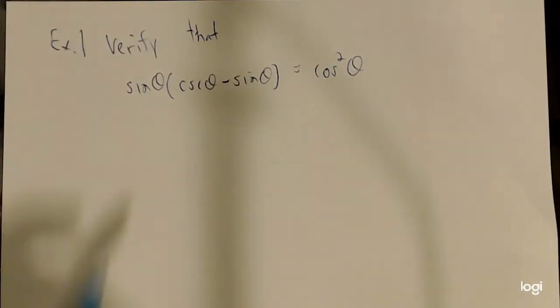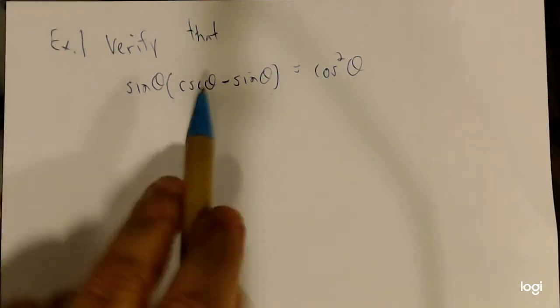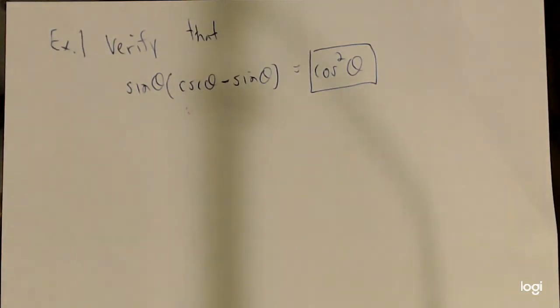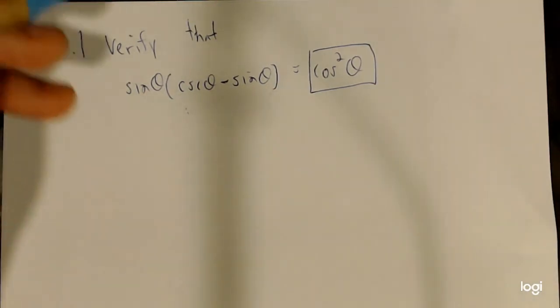So for example 1, we're going to verify that sine of theta times cosecant of theta minus sine theta is equal to cosine squared theta. Okay, so the more complicated side obviously is the left side. So I'm going to start with the left side, and my goal is to get it to look like cosine squared. I boxed this because that's my target.